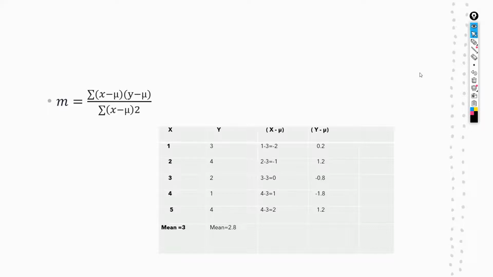The same for y minus mu: 3 minus 2.8 equals 0.2, 4 minus 2.8 equals 1.2, 2 minus 2.8 equals minus 0.8, 1 minus 2.8 equals minus 1.8, and 4 minus 2.8 equals 1.2. These are the values we found for x minus mu and y minus mu.